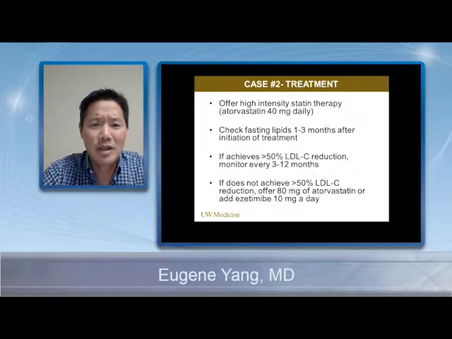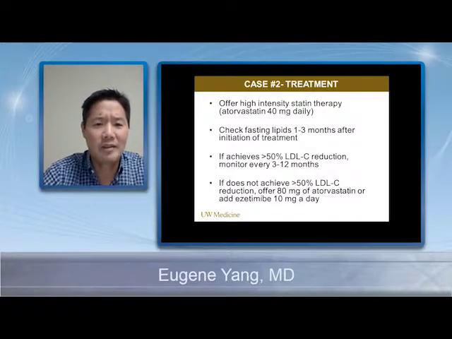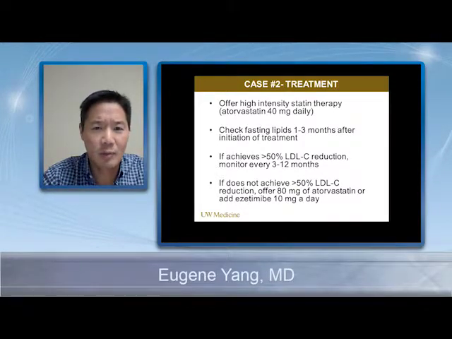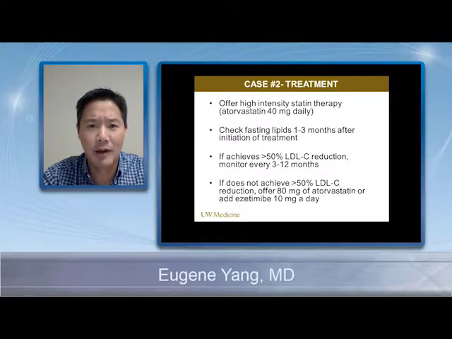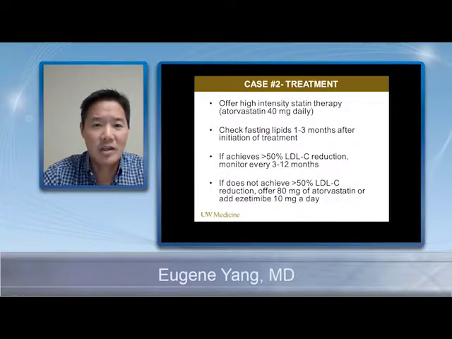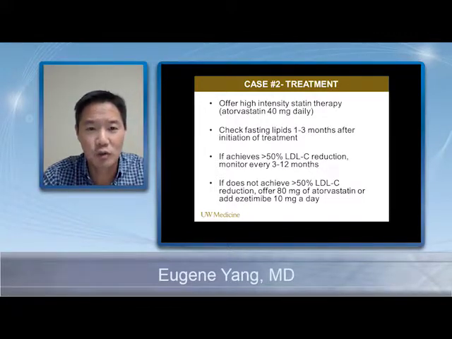So in this patient, the question is, what is the optimal treatment? And I think it's a little bit simpler. For this patient, I think high-intensity treatment with atorvastatin 40 milligrams a day or rosuvastatin 20 milligrams a day would be appropriate. The patient's fasting lipid profile should be checked 1 to 3 months after initiation of treatment.